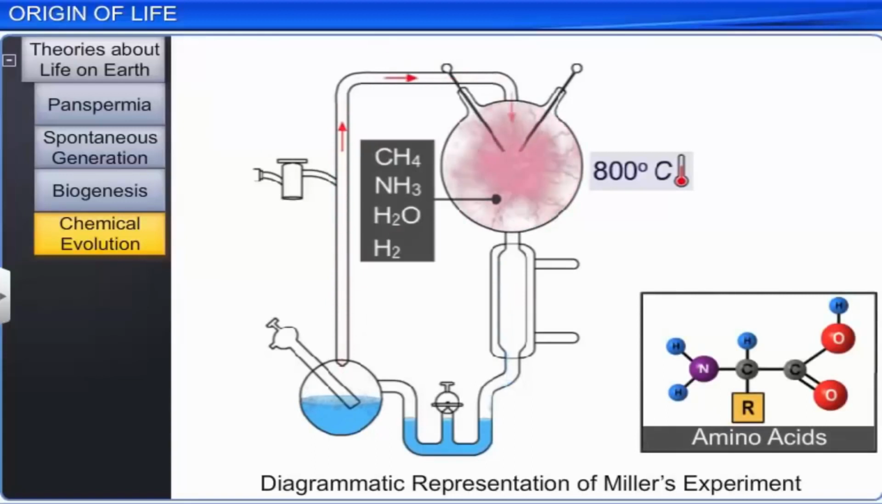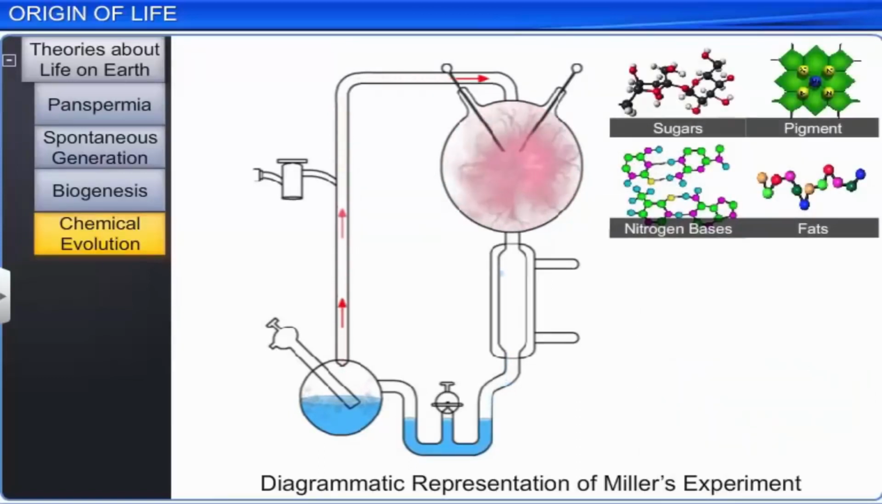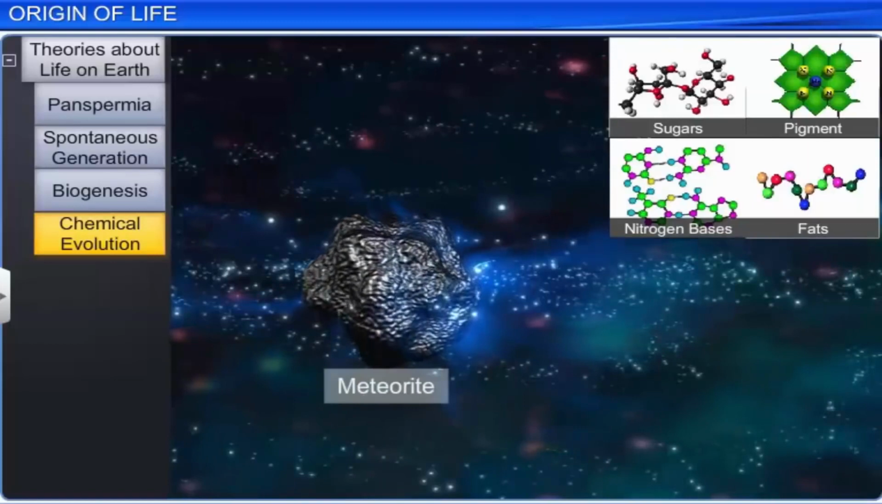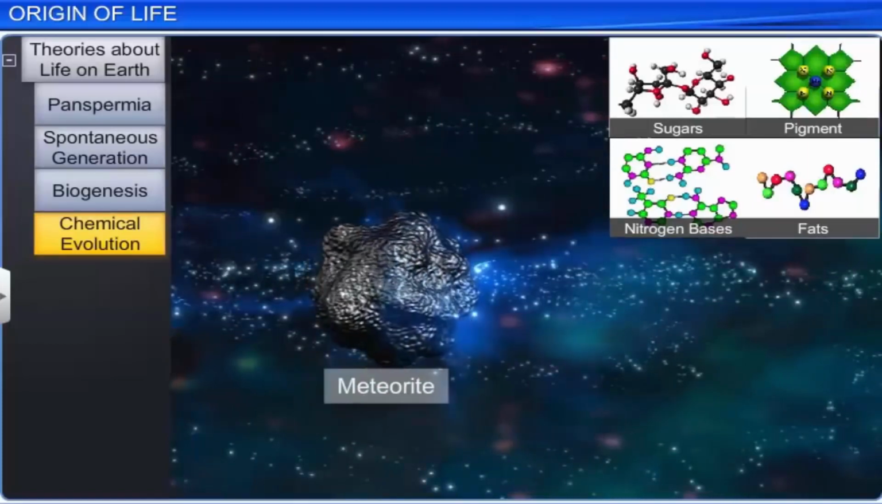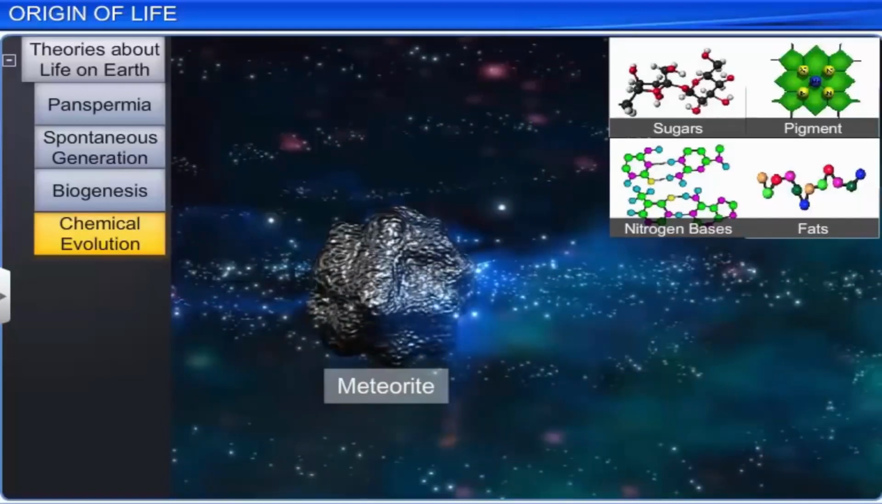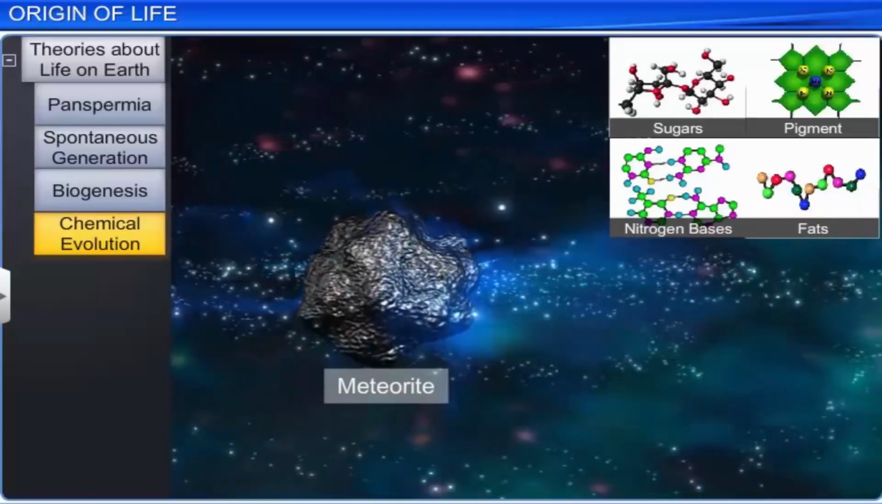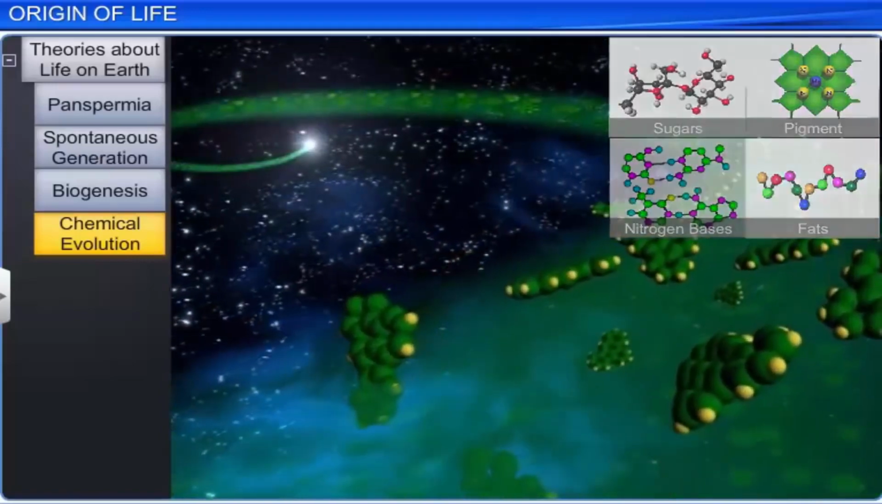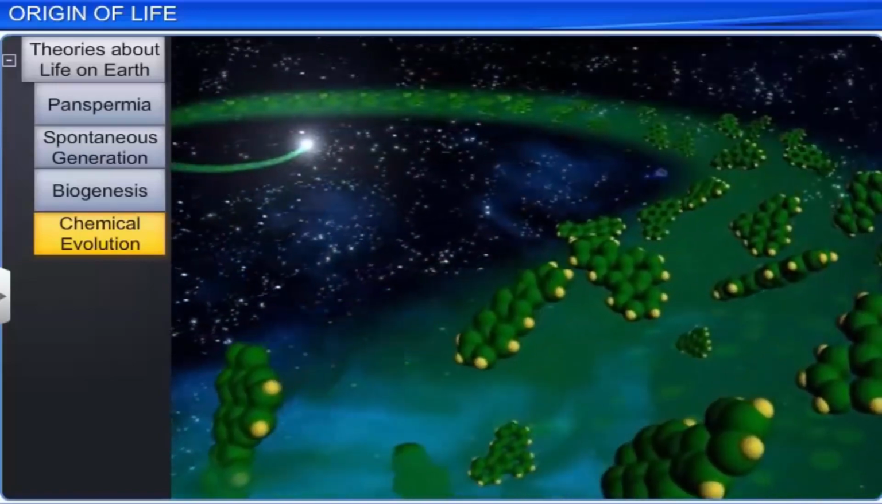Later on, while conducting similar experiments, other scientists observed the formation of sugars, nitrogen bases, pigment, and fats as well. Interestingly, when meteorite content was analyzed, similar compounds were found in them, which proved that similar processes occurred in other parts of the universe as well. Thereafter, the theory of chemical evolution was most widely accepted.